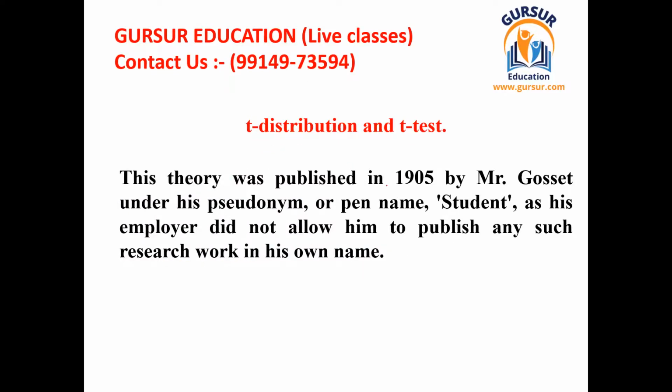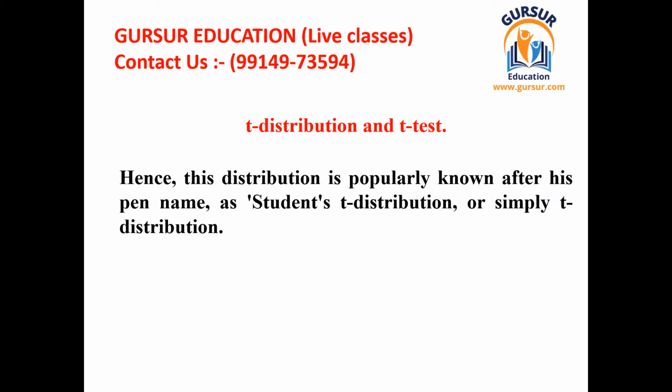Then his theory was published in 1905 by Mr. Gosset under the pseudonym or pen name Student. He had the pen name Student as his employer did not allow him to publish any such research work in his own name. At that time he used the letter t only to refer to students of his. So this was the history of the t-test, somewhat history only is necessary. They are not going to ask it in a very detailed manner. So this distribution is popularly known, after his pen name, as Student's t-test or simply the T distribution.